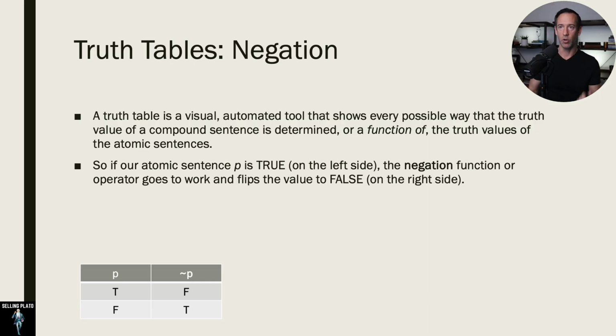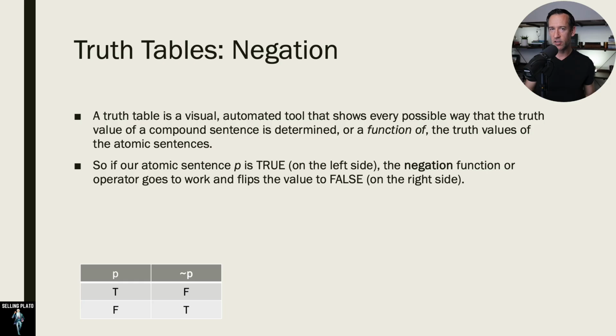So, for example, if our atomic sentence P is true, you see that in the truth table right there on the left-hand side. If our atomic sentence P is true on the left-hand side, then the negation function or operator goes to work and it flips the value to false on the right side. So it's just a function. It's just calculating, based on what negation means, the truth value on the right-hand side.